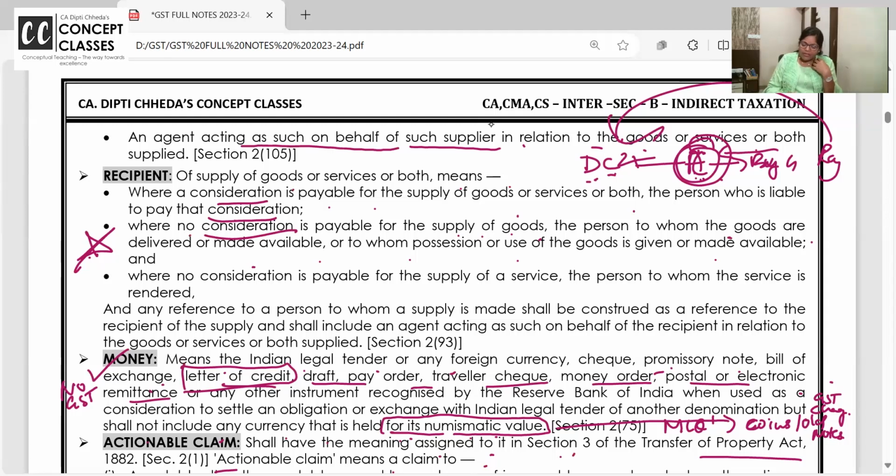Now, when no consideration is payable, the person to whom goods are delivered, or to whom possession or use is given, made available, the temple, okay, they are the recipient, and if it is a deemed supply, they have to pay tax. If it is a deemed supply. Now, what is deemed supply? In this same chapter, we will do.